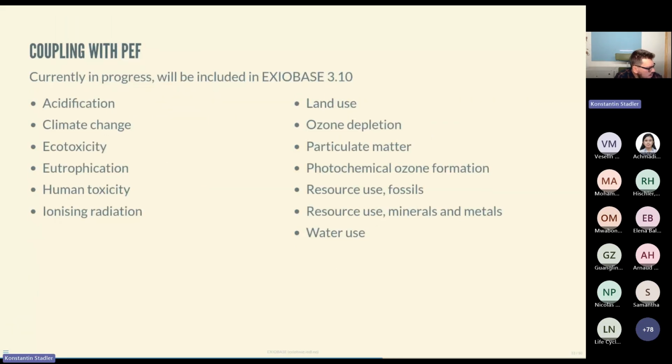We are also coupling with the product environmental footprint categories. The same story here. We have to see what we can actually couple with Exiobase, but most of them can be described with the stressors and flows we have in Exiobase.